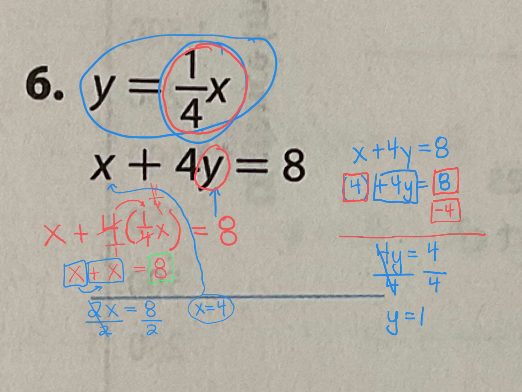Kind of a long ways to go, huh? Kind of a lot of work for one problem. But in this system of equations, x is 4 and y equals 1. So we write it 4 for x and 1 for y. We write it like that.